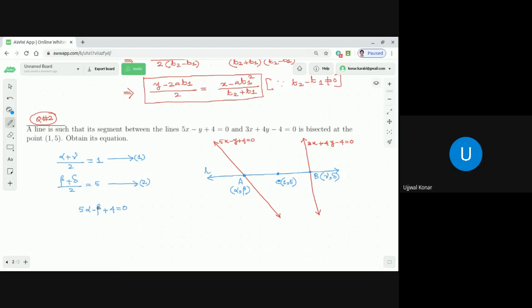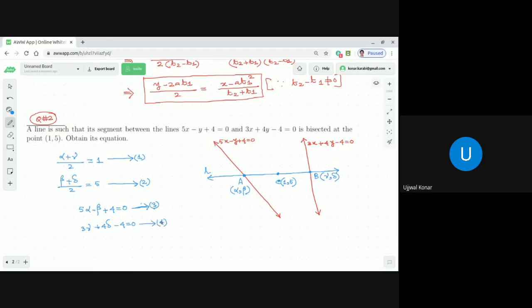Correct? And the point (gamma, delta) is on the straight line 3x plus 4y minus 4 equal to 0. We give this equation number 3, and what we can write is 3 into gamma plus 4 into delta minus 4 equal to 0. Correct, dear students?